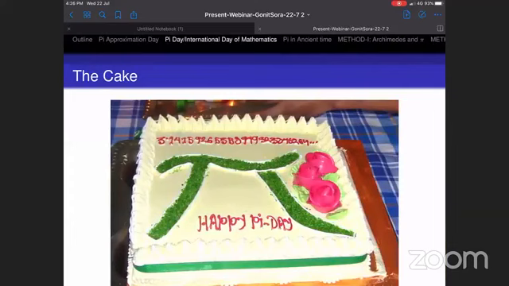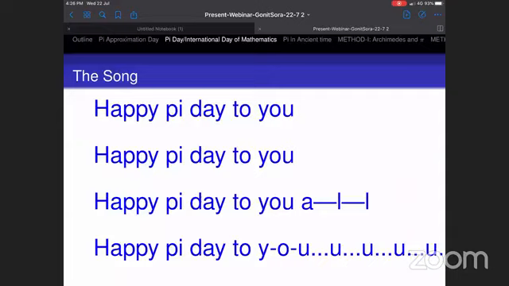So this was our Pi Day cake. Happy Pi Day cake of 2008.